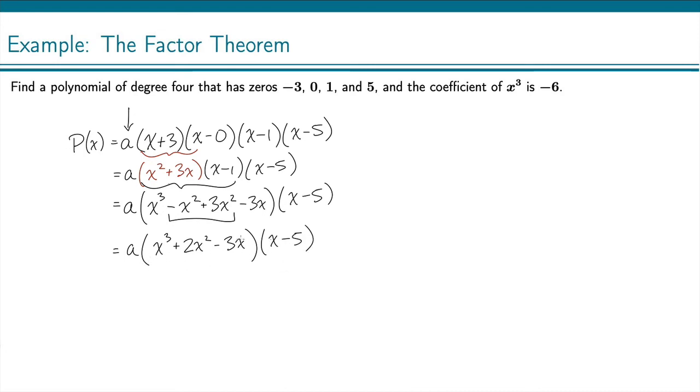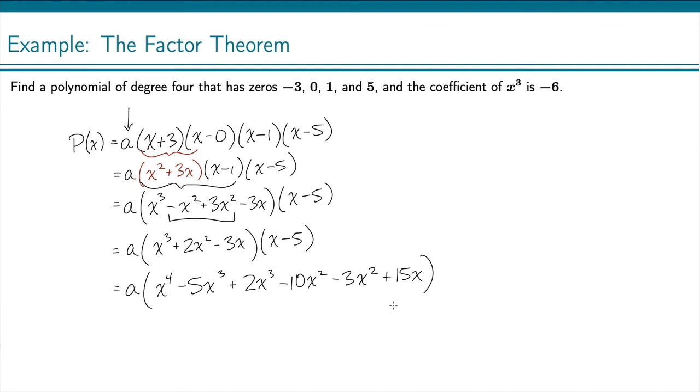Now I'm going to distribute these two polynomials together. Leave my a out in front. We'll deal with that at the end. I've got x cubed times x, which is x to the 4th. x cubed times -5 is -5x cubed. 2x squared times x is plus 2x cubed. And then 2x squared times -5 is -10x squared. And then -3x times x is -3x squared. And -3x times -5 is positive 15x.